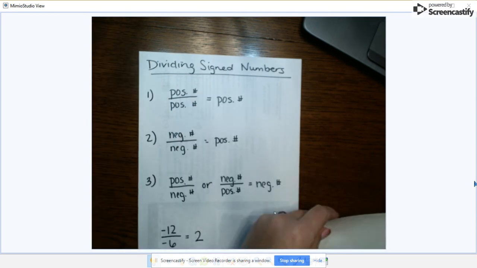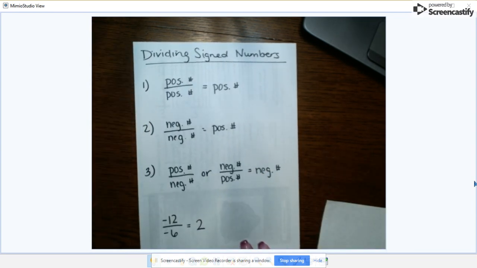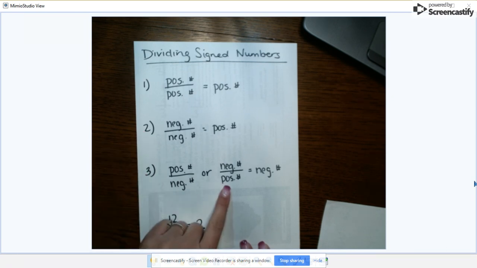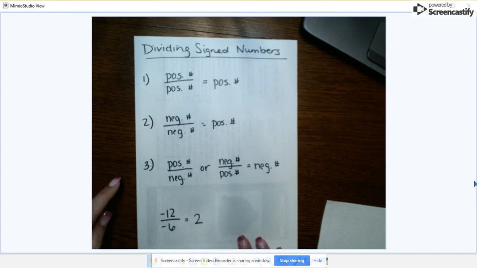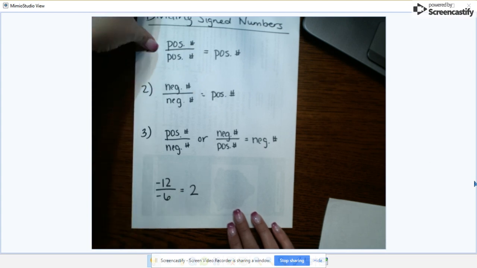Okay, very quickly, when we go to divide signed numbers, positive and negative, very similar to multiplying. So positive divided by a positive still is a positive. Negative divided by a negative is also a positive. And then if I have positive divided by negative or vice versa, my answer is negative. For example, -12 divided by -6 follows rule 2. I get a positive 2.